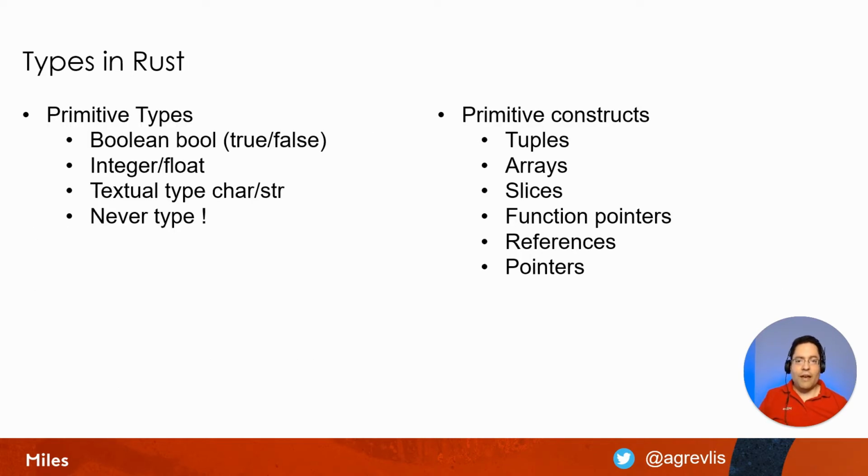In Rust, we have both primitive types and primitive constructs. The primitive types are boolean, integer, char and string, and we have some primitive constructs like arrays, function pointers, and references.